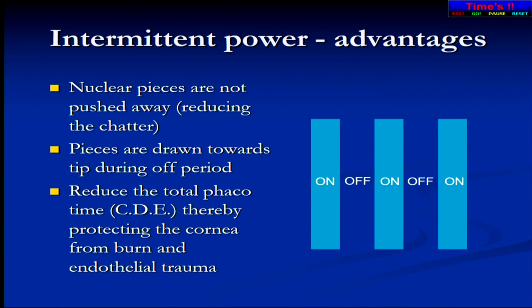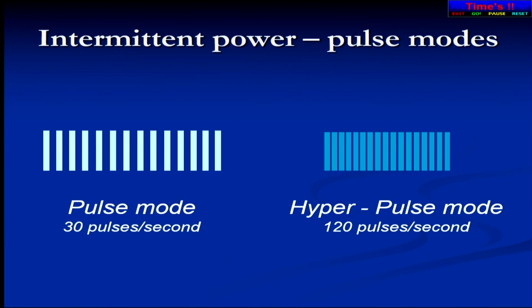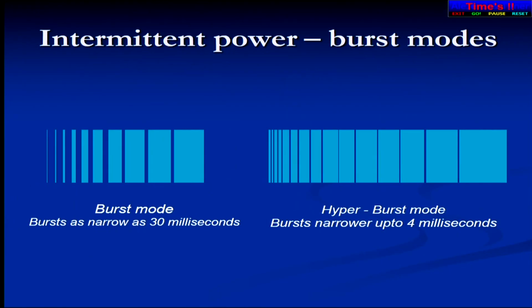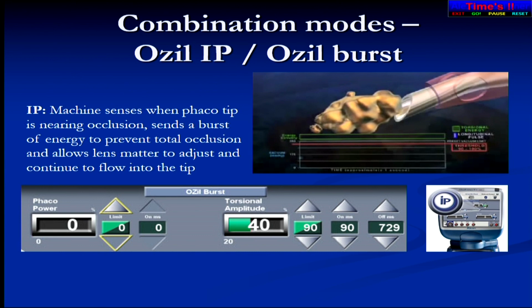Intermittent power is on and off. Reduce the Phaco power. It's a pulse mode, 30 pulses per second. Hyperpulse is many pulses per second, but shorter ones. So burst mode, hyperburst mode, these are all kinds of energy, and the purpose is that you break the nucleus with minimum power and then use the maximum vacuum to take it. And surge control is the only thing that comes there. So now this keeps on moving and then keep on sucking it.